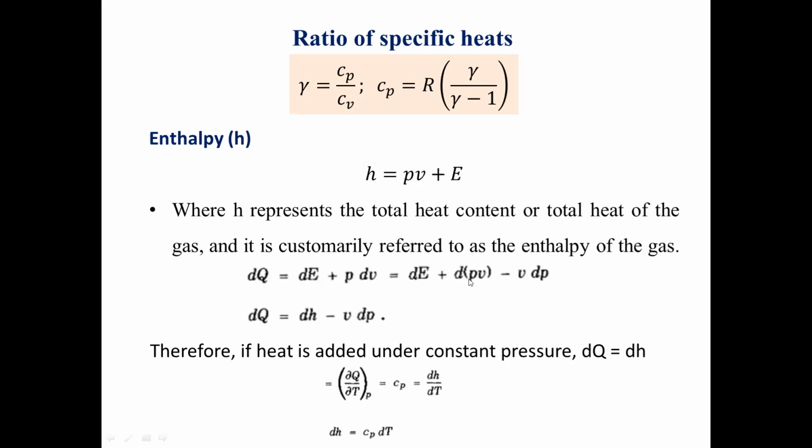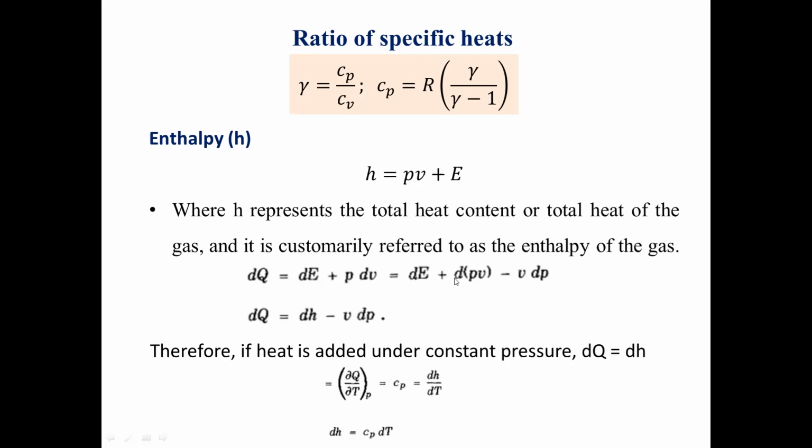PdV, this derivative of pressure and specific volume minus VdP will be similar to this. PdV alone: if we expand this, one can be cancelled by another, so we have left only PdV here. This part, dE plus d(PV), is given as the enthalpy, the change in enthalpy. So we can substitute dQ equals dH.